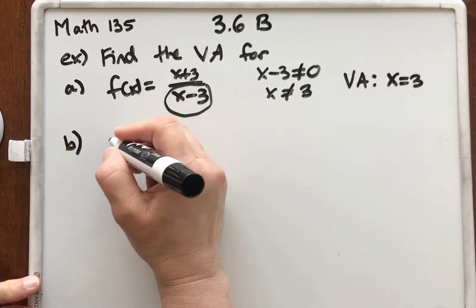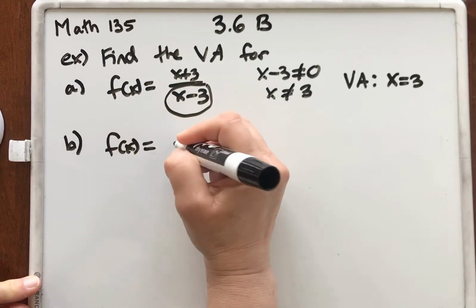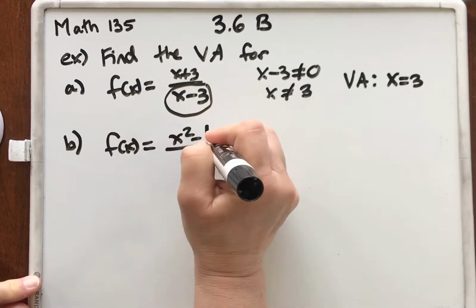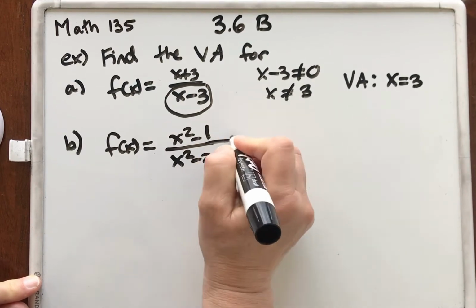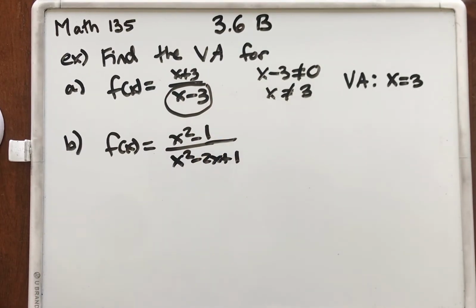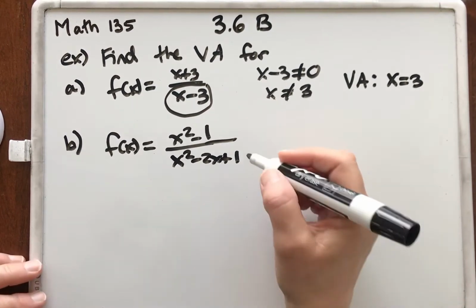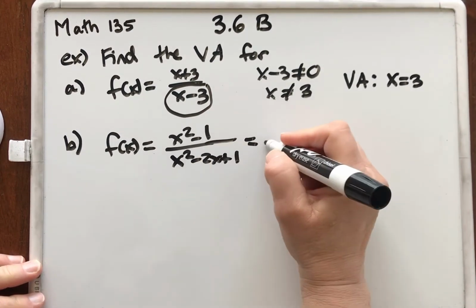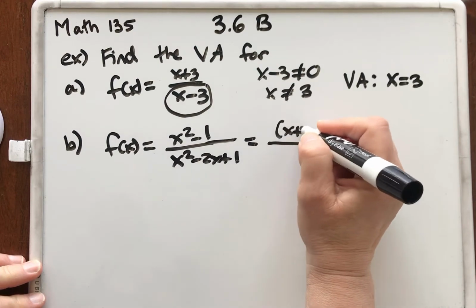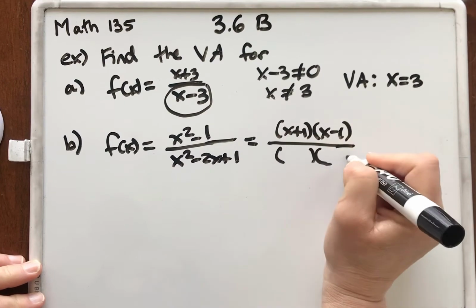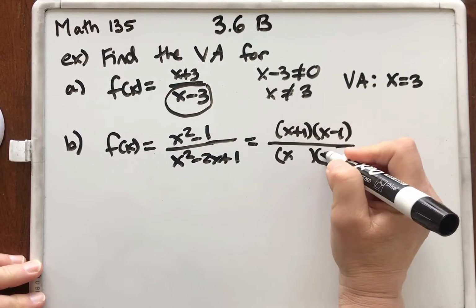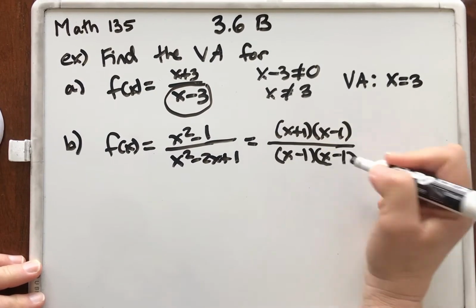Okay, how about this one? f of x equals x squared minus 1 over x squared minus 2x plus 1. Now remember, when we did limits, we had to factor first. So we're going to do the same thing here. We're going to factor first. Difference of two squares, x plus 1 times x minus 1. Here we're going to factor this, and we get an x and an x, and minus 1, minus 1.